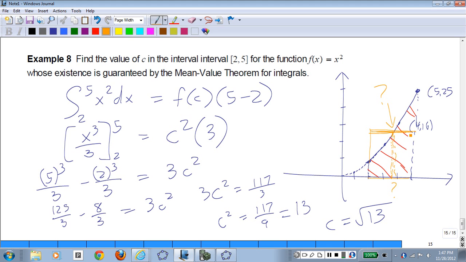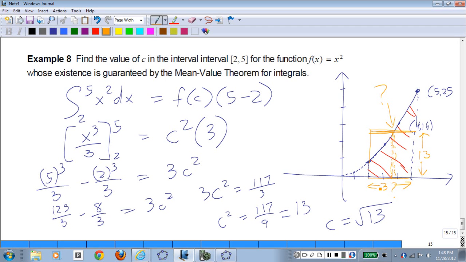And if we evaluate the function at the square root of 13, we get 13, because we take the square root of 13 and square it. This is a squaring function. We get 13. So if this is going to be 13 from there to there, and this is going to be 3 from there to there, is it 3? I'm worried. Should I worry?